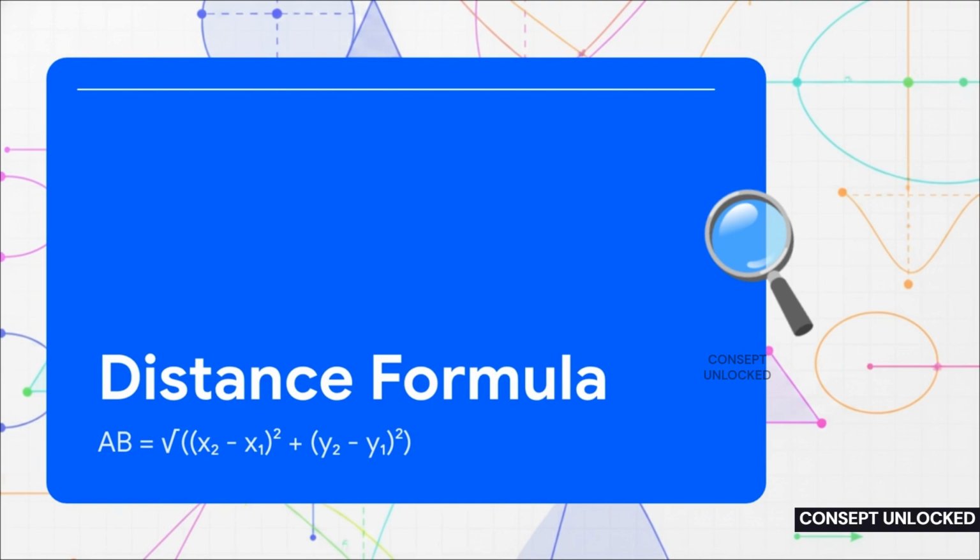And remember, if you already know the final distance but you're missing one of the specific coordinates, you can just use some basic algebra to work backward and solve for that unknown.